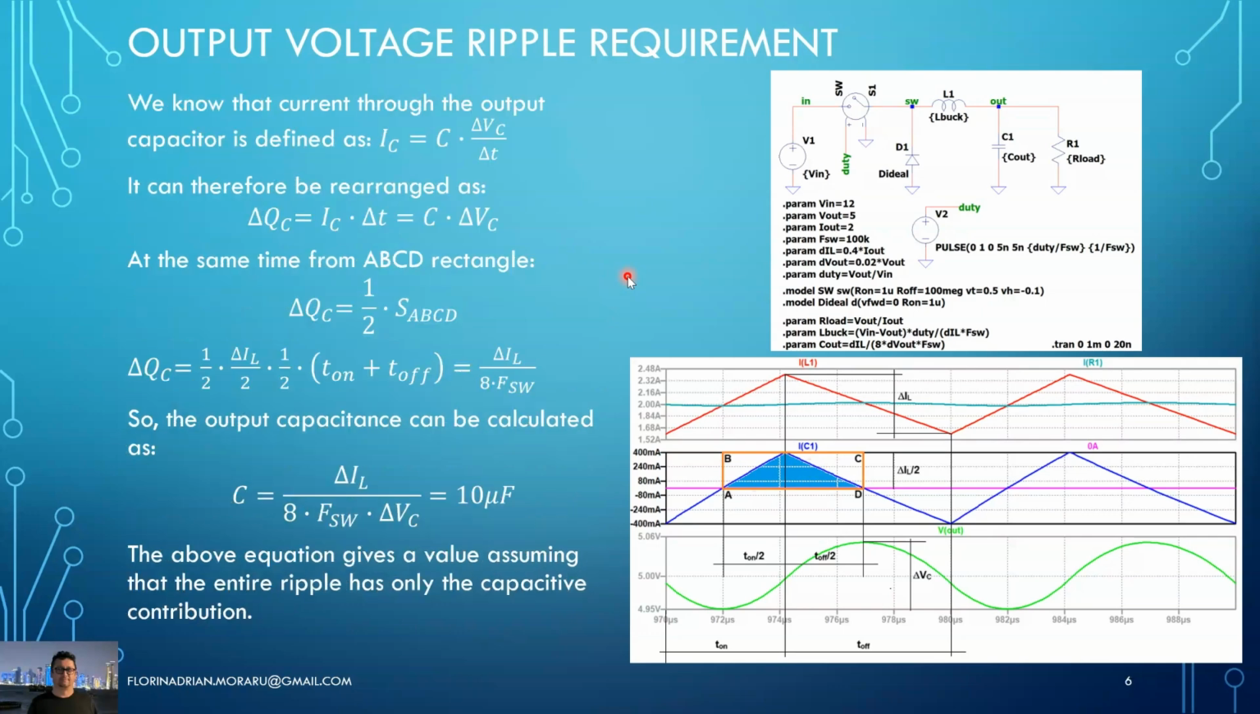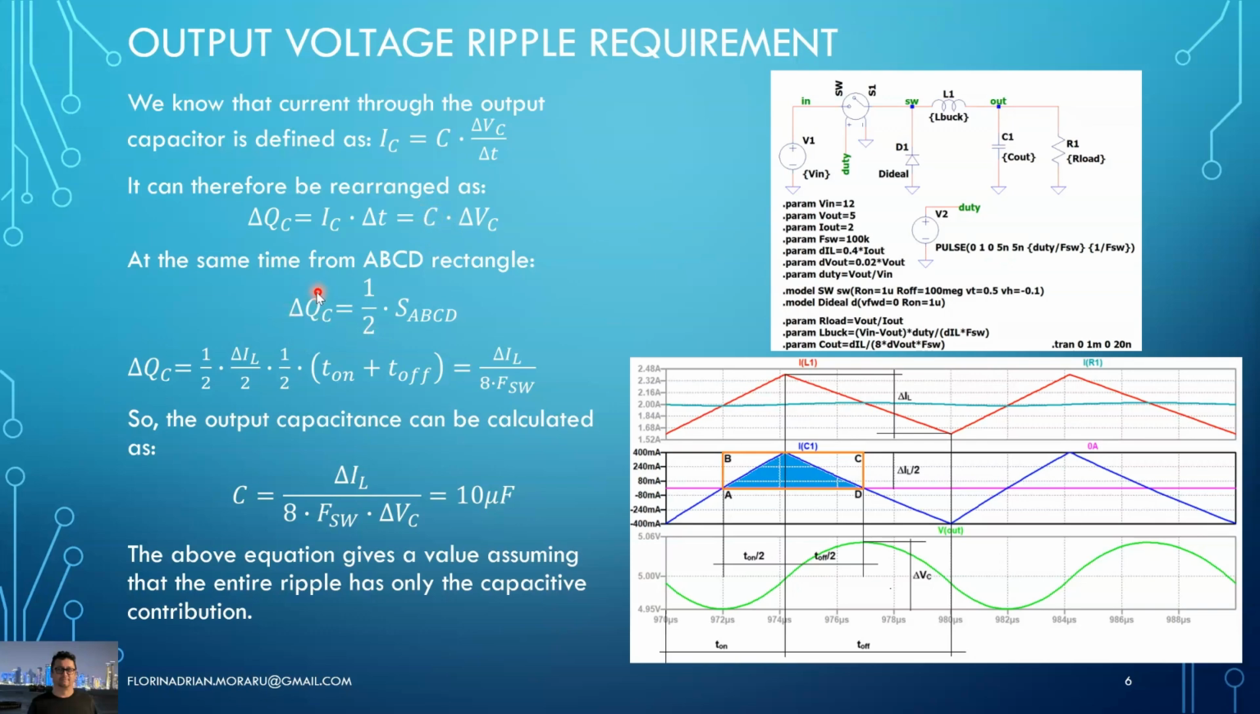So let's calculate then the rectangle area. Of course, we know that this charge variation, if you want, we have in the capacitor is equal with capacitance times the voltage variation, and this is especially the identity we will use to extract the needed capacitance value.